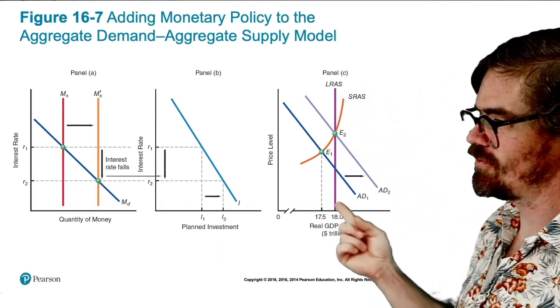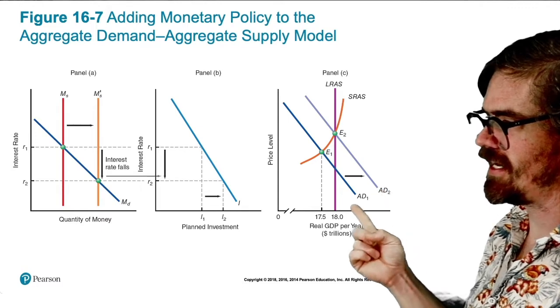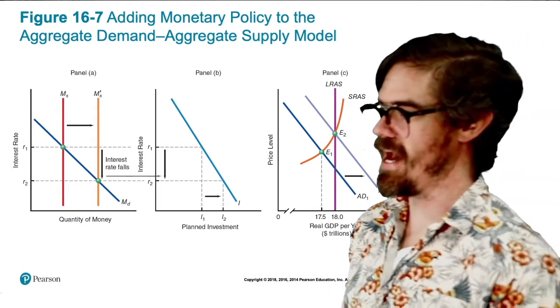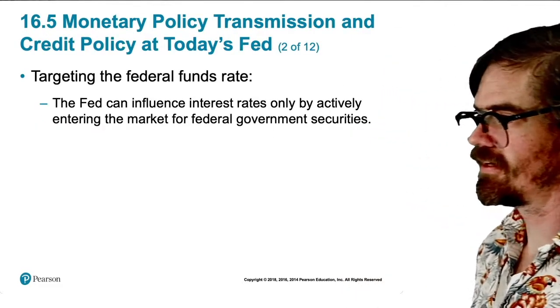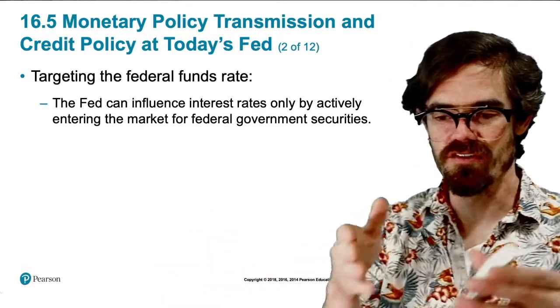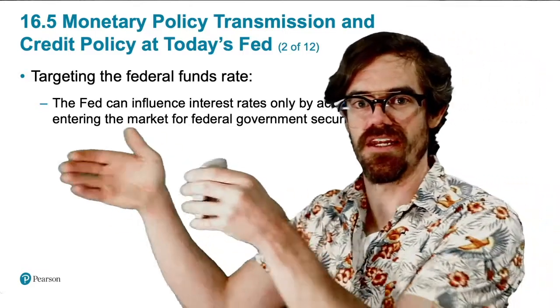And what does that do? Well, it increases aggregate demand, perhaps taking us out of a recessionary gap. Okay, so that's the transmission, right? It takes all of these steps for monetary policy to be transmitted to the economy.